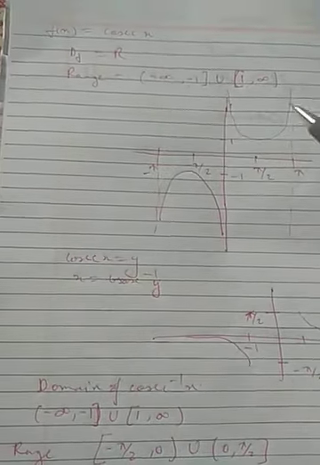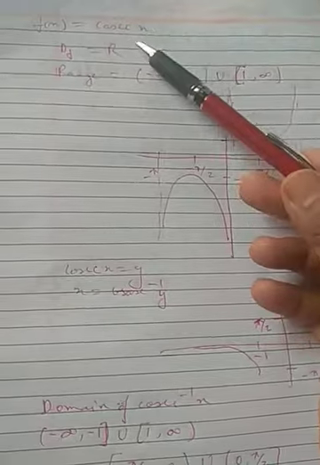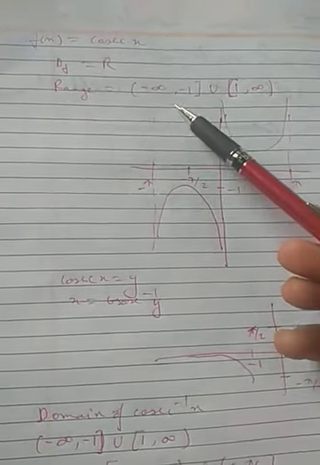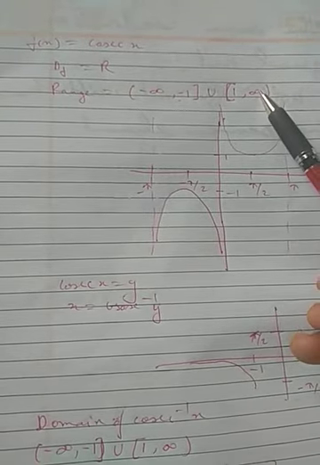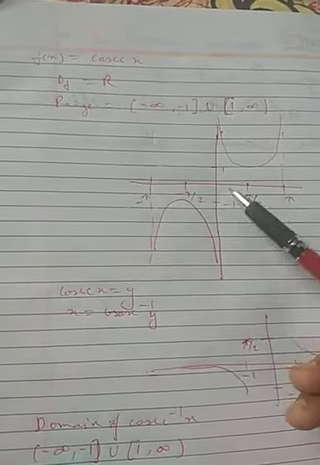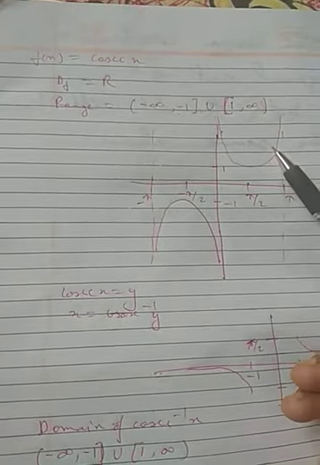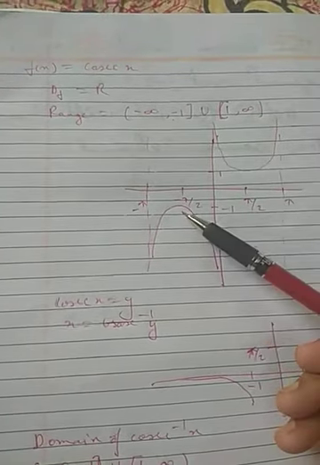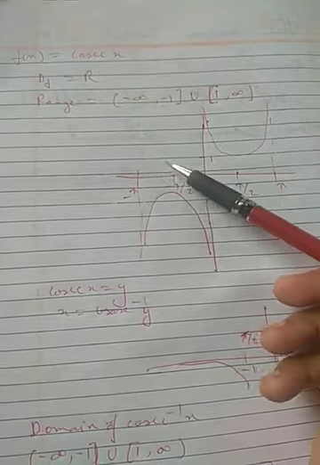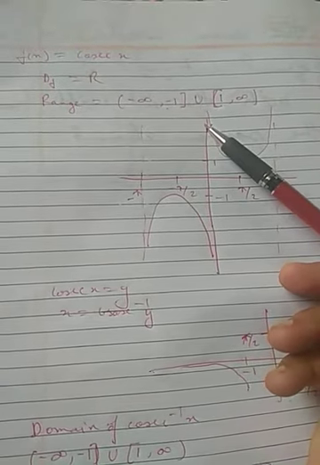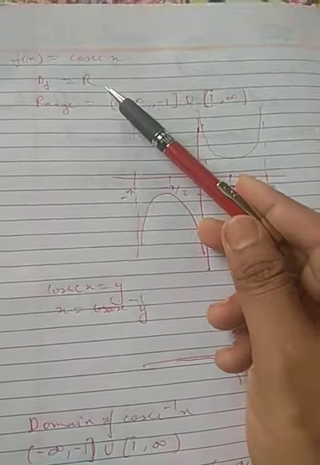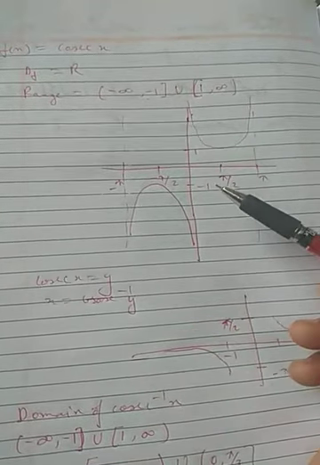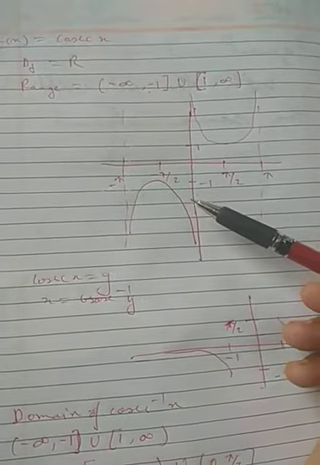Once again, if f(x) equals cosec x, the domain of the function is R, and the range is minus infinity to minus 1, union 1 to infinity. From each graph I have shown you, it is very easy to find out and say that this portion is eliminated. So we can say that the domain of the function is R except the even multiples of pi by 2.